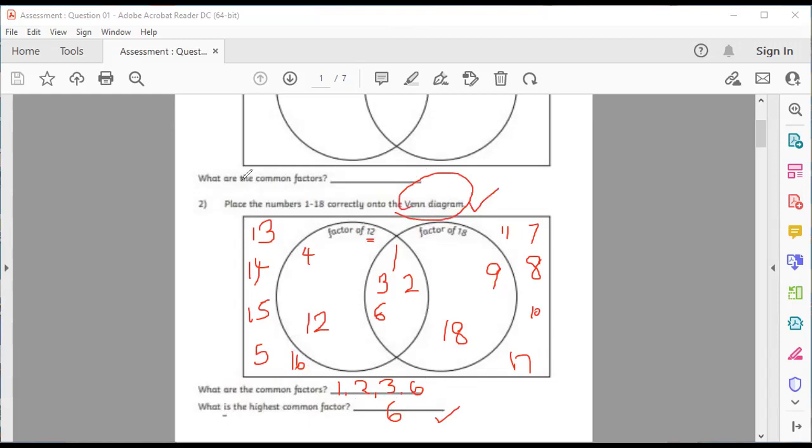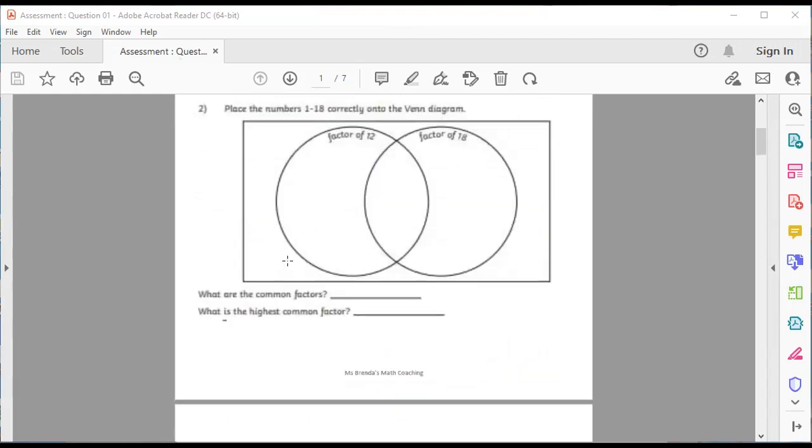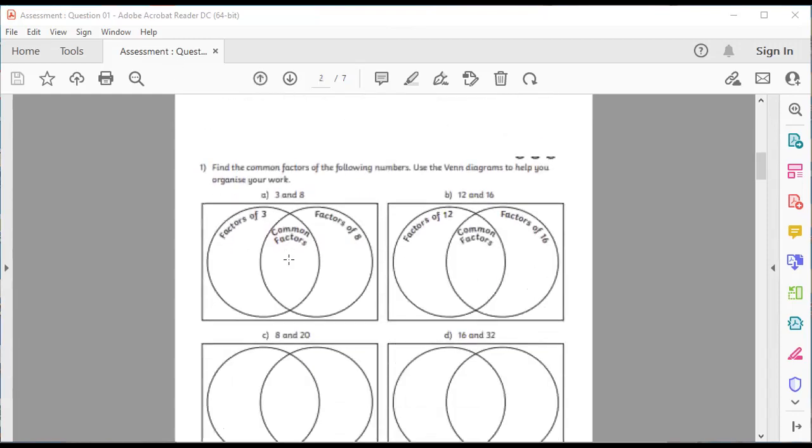Oh, we didn't answer the earlier one. What are the common factors? It's 1. Can't for the first question, miss that out. Okay. So far, so good? Clear? Yes, teacher. All right, good. Let's move on to our next question.